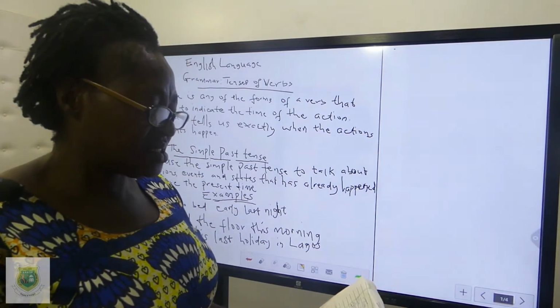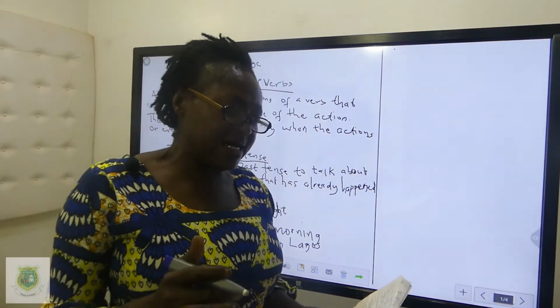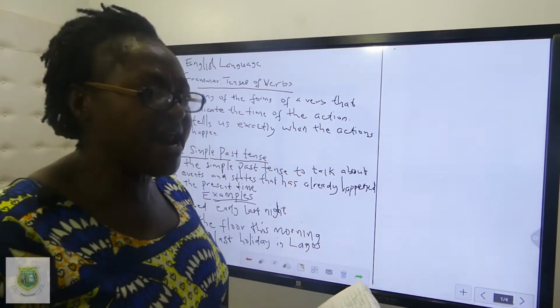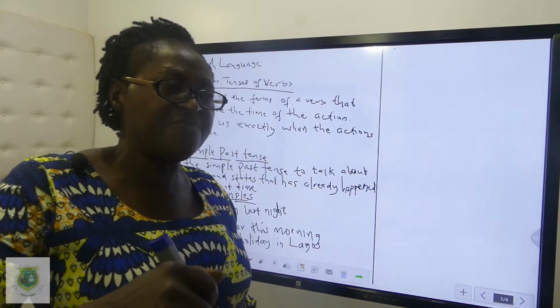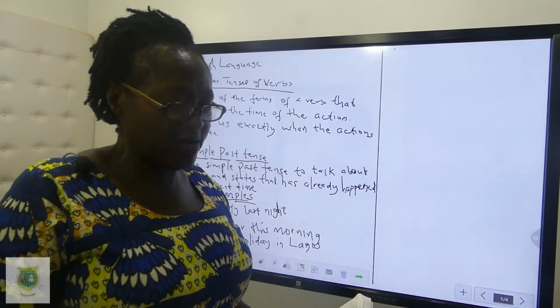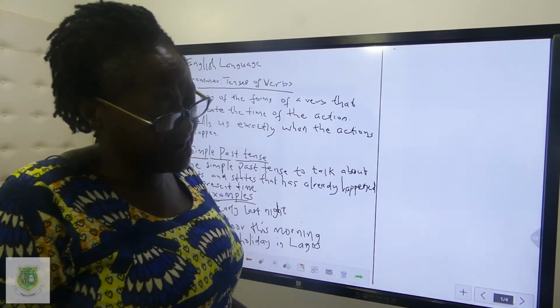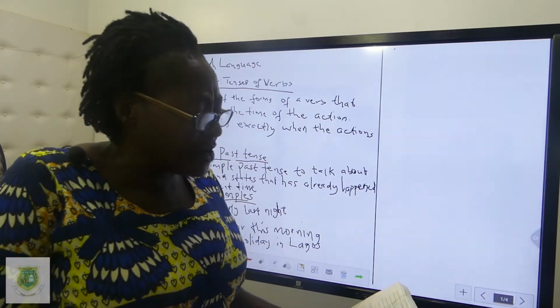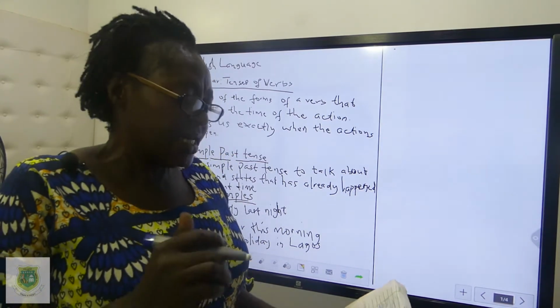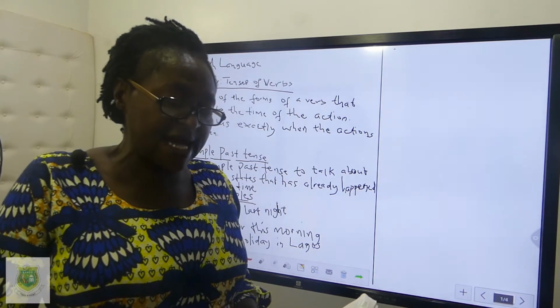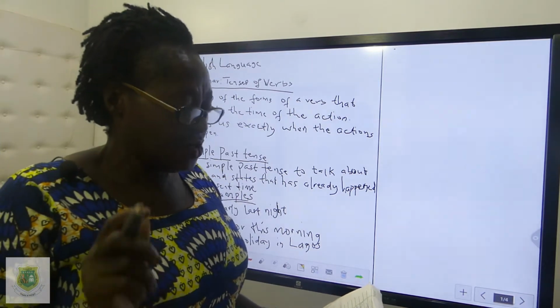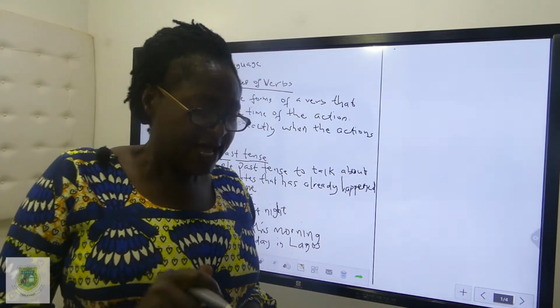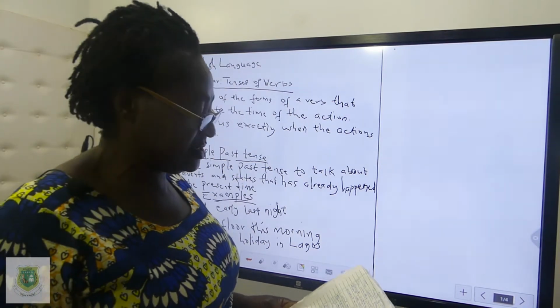If, for instance, I say I went to bed early last night, you know that the present verb there is go. Let's assume that it's happening now. But I want to tell you that it had already taken place before now. So the past tense of go is went. Now, I went to bed early last night. Note the verbs that are in the sentence. I went to bed early last night.